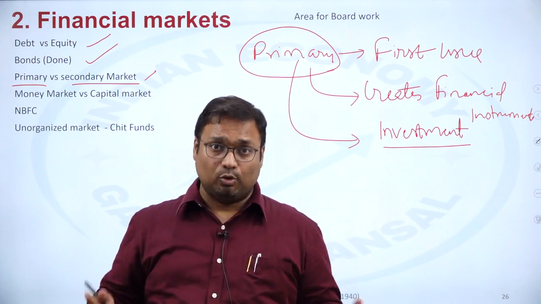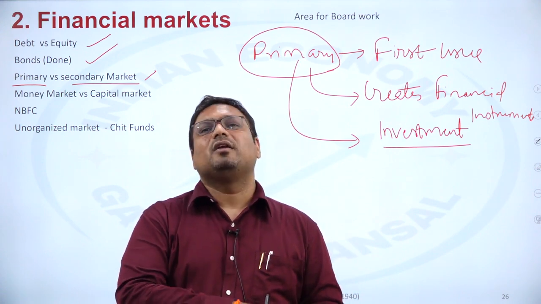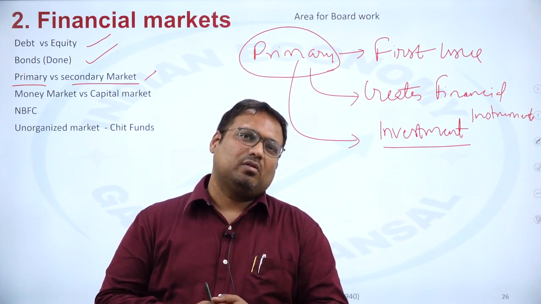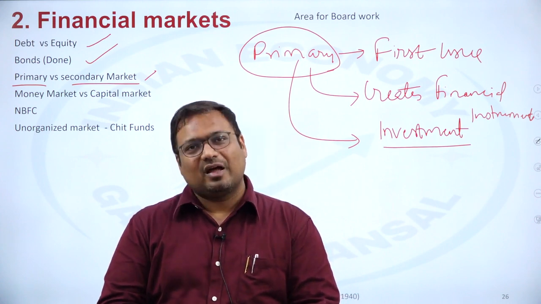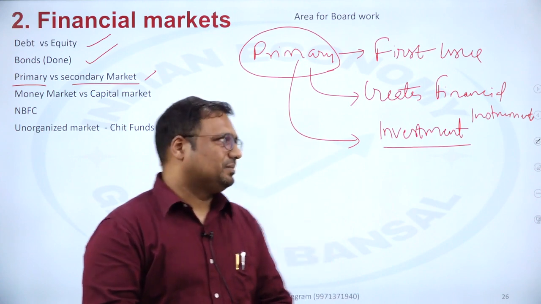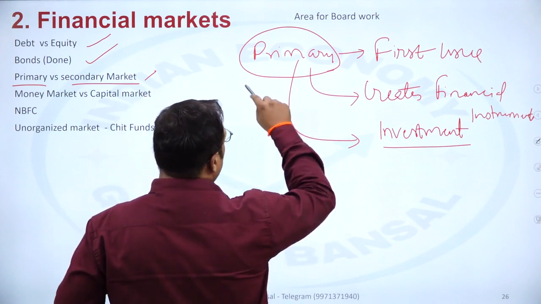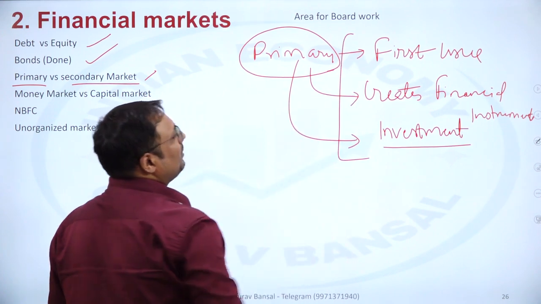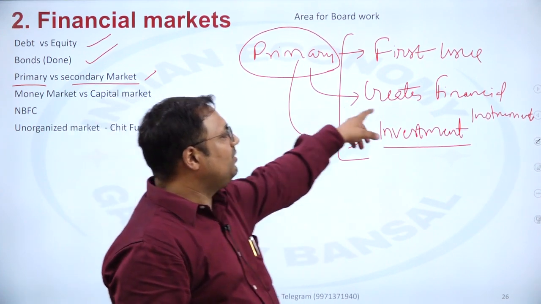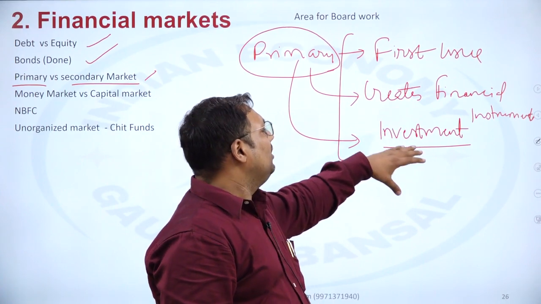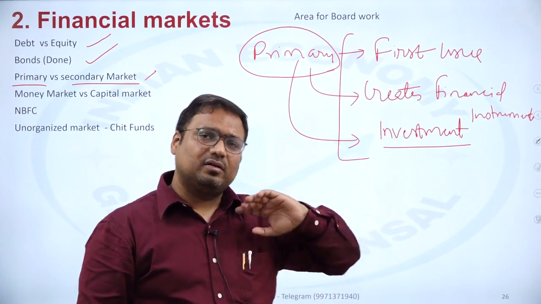If you are not able to follow the terms I'm using, like liquidity, IPO, FPO, then you have to follow this channel. I will cover all of this after PT. Okay, so these are the three features of the primary market. First issue market, which creates financial instruments, and it creates investment.